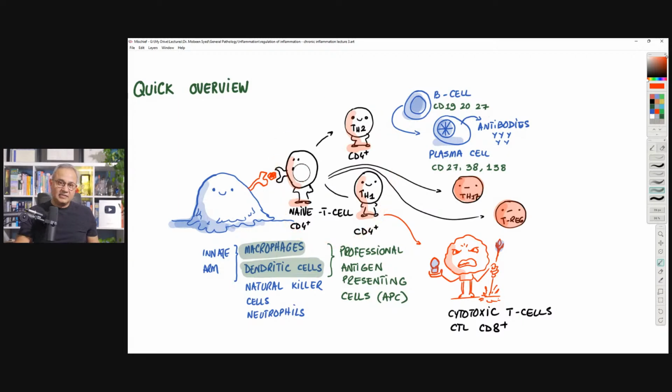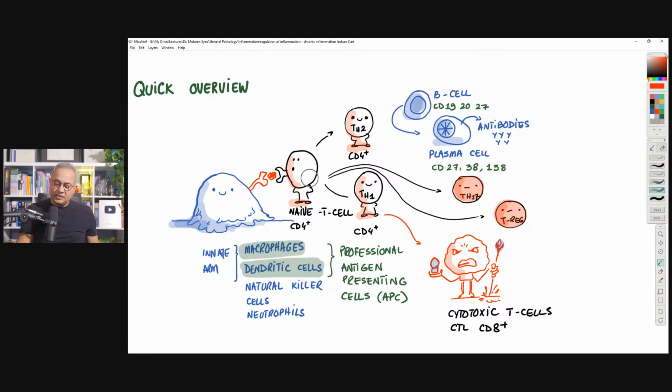Now, among the T helper cells, a naive T cell engages with an innate arm cell, and based on the interleukin present, for example, interleukin 4 present and interleukin 12 absent, the naive T cell becomes a T helper 2. T helper 2 in turn secretes interleukin 4 and 5, and causes the B cells to become active B cells, which are called plasma cells. Then plasma cells make antibodies. We know these mechanisms, which is why I'm not going into detail.